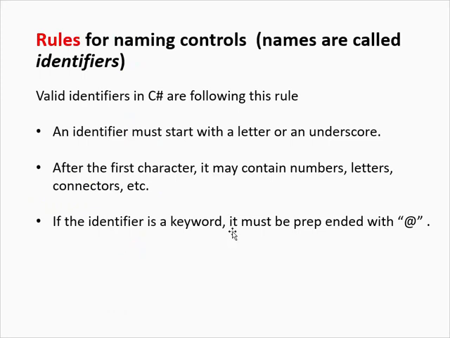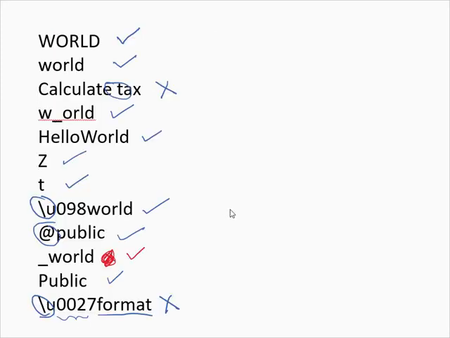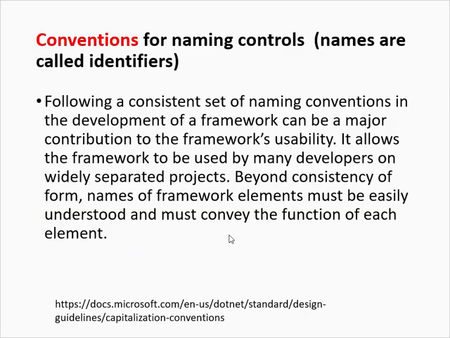So we have these rules that you have to obey, rules for naming the identifiers. Identifiers are for naming the controls. Identifiers will be for naming parameters later on, different things, different objects. But we also have conventions. They're called coding conventions or coding style.